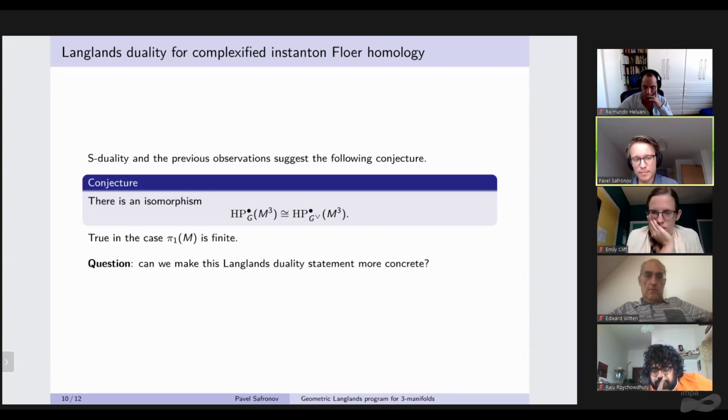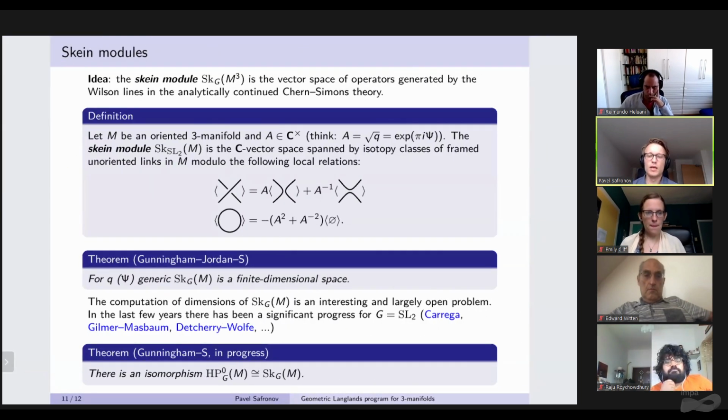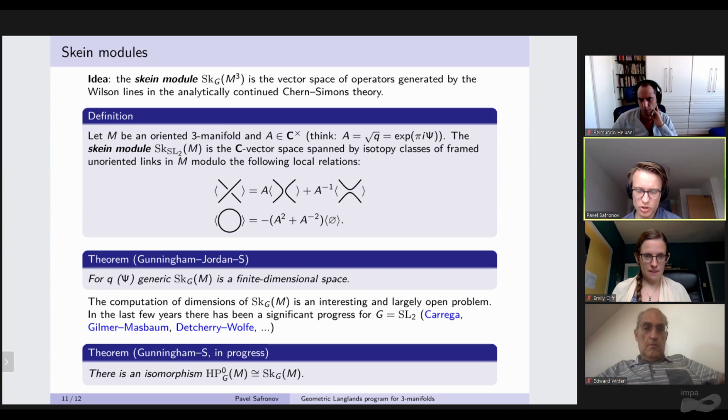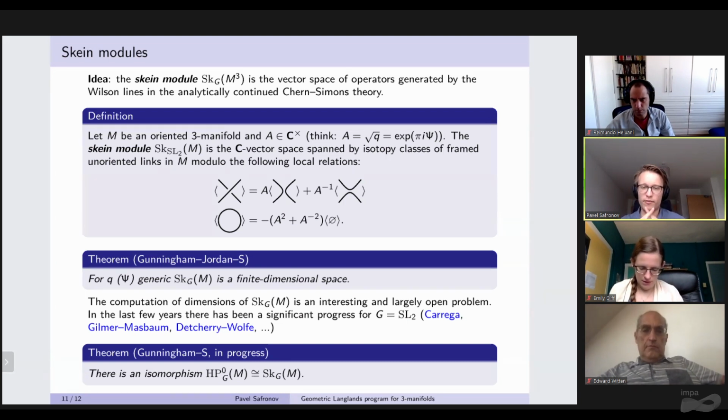Okay, so you can ask if you can make this conjecture even more concrete. This already looks much simpler than what I was talking about before. But let's try to make it even simpler. To make it even simpler, I'll remind you the notion of a Skein module. For physicists, the idea of the Skein module is you look at all possible operators in Chern-Simons theory, or possibly analytically continued Chern-Simons theory, which are generated by Wilson lines. This means, more precisely, you draw all possible Wilson lines in the 3-manifold, and you impose the relations that they satisfy. For instance, in the SL2 case, if you have a crossing like this, you can resolve it in 2 ways, up to some factors of q.